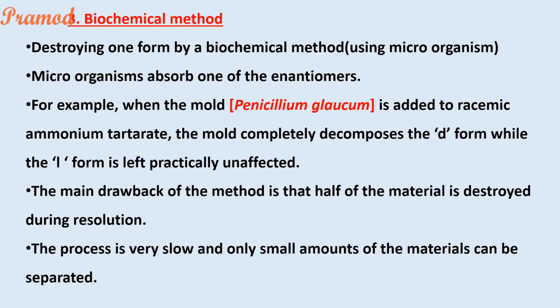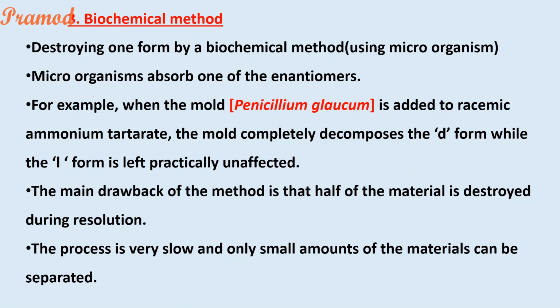Now the third is biochemical. What do you mean by biochemical? Biochemical means you use microorganisms. It's a process where one of the enantiomers is destroyed. In the biochemical process, one of the enantiomers is completely destroyed. Why? Because the microorganism absorbs one of the enantiomers. So it will take away one of the enantiomers, leaving out the other, like plus or minus.